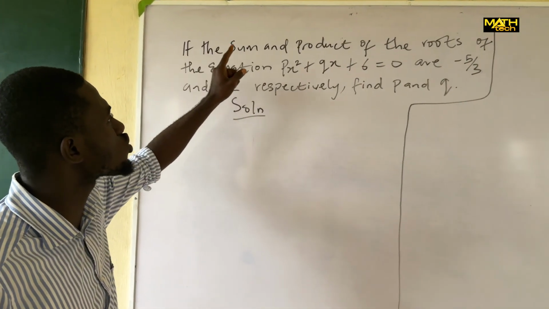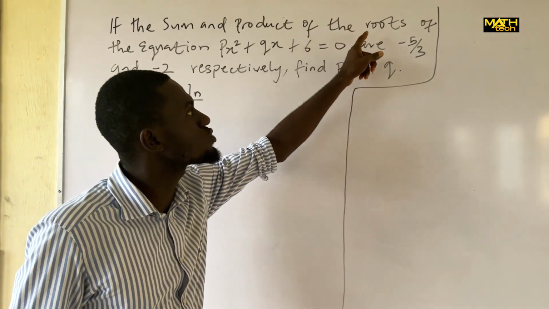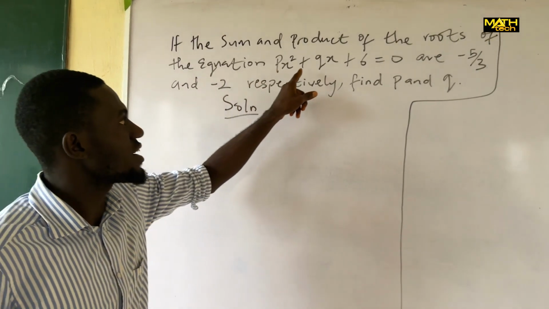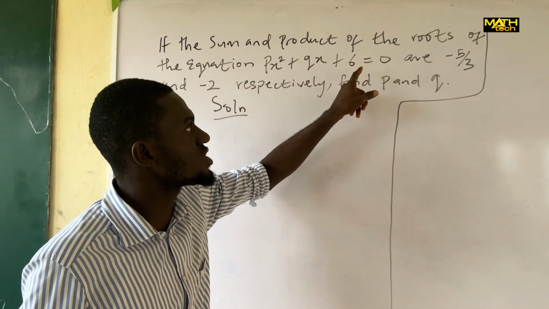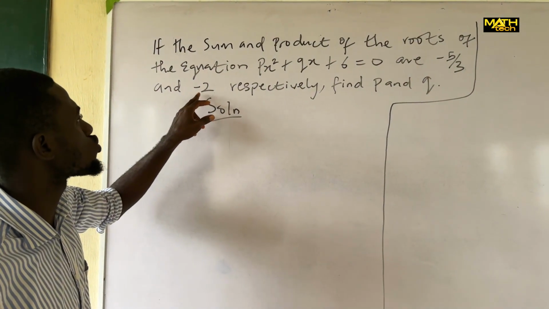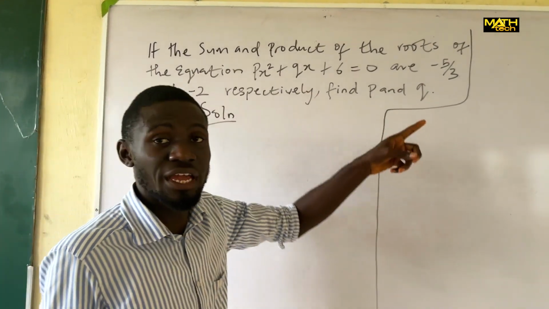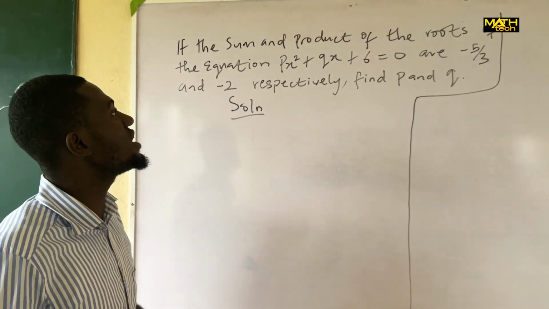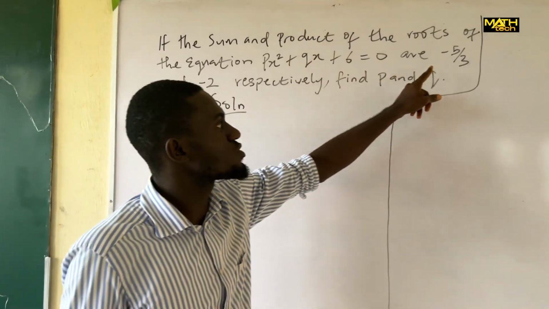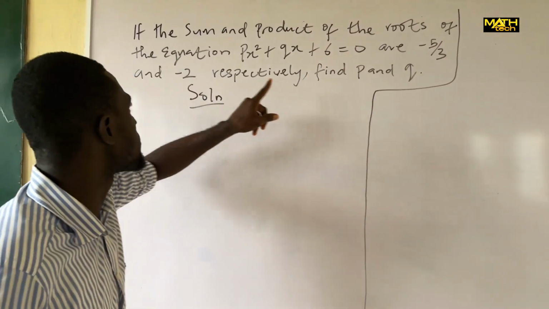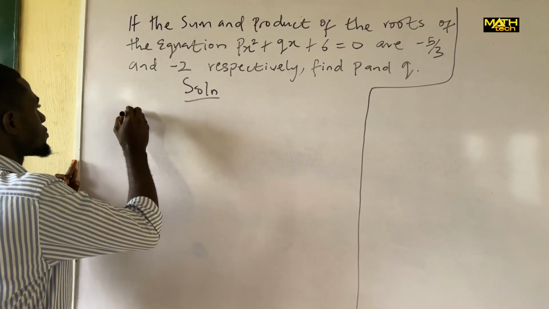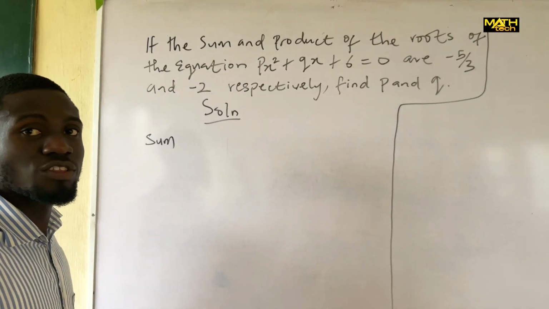Now we are saying that if the sum and product of the roots of the equation px squared plus qx plus 6 equal to 0 are minus 5 over 3 and minus 2 respectively, find p and q. Now you've been given the value of the sum and the value of the product. The value of the sum is minus 5 over 3, and the value of the product is minus 2. We're talking about the sum of roots.